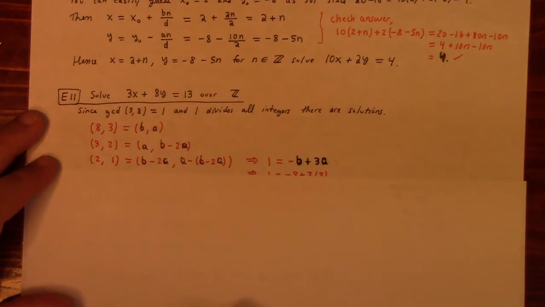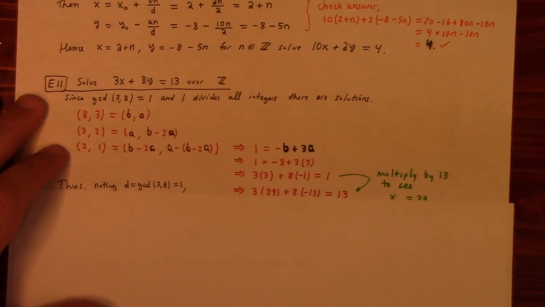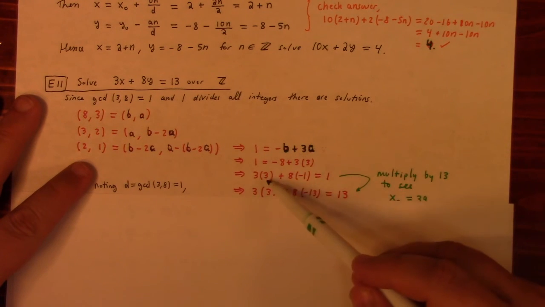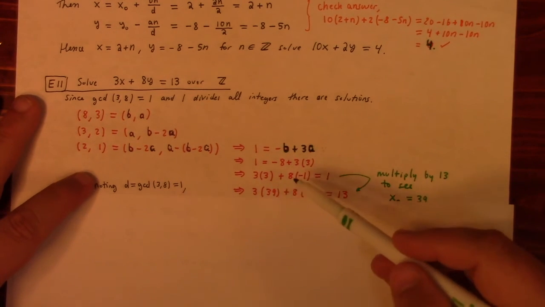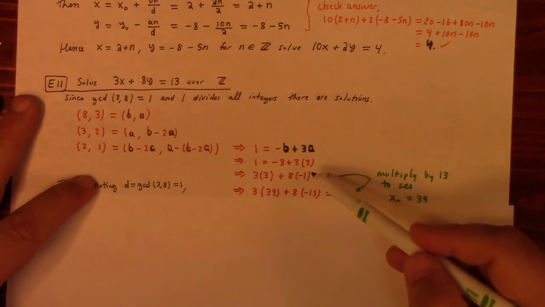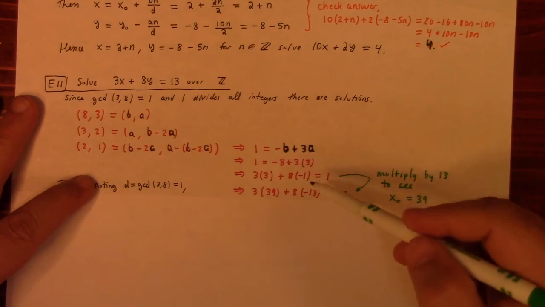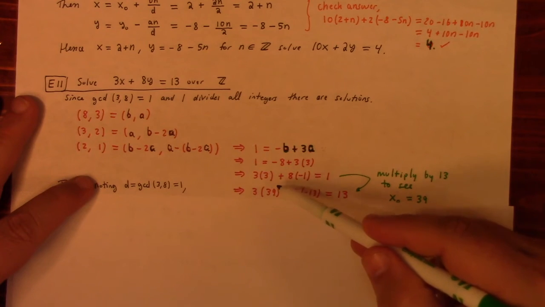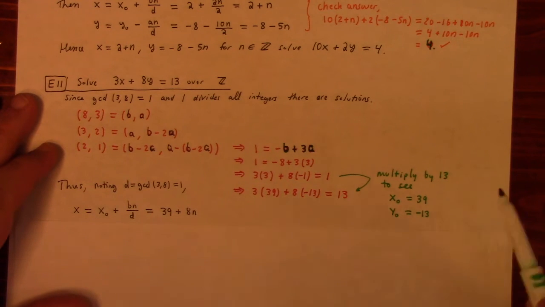All right. And so rewriting that a bit, that's not what we want yet, right? We're trying to solve equal to 13. But that's almost right. I got 3 times 3 plus 8 times minus 1 equals 1, right? So then I multiply by 13. Multiply by 13, 3 times 13 is 39. Minus 1 times 13 is minus 13. And there we go. 3 times that plus 8 times that is 13. That is a particular solution. x naught equals 39, y naught equals minus 13.